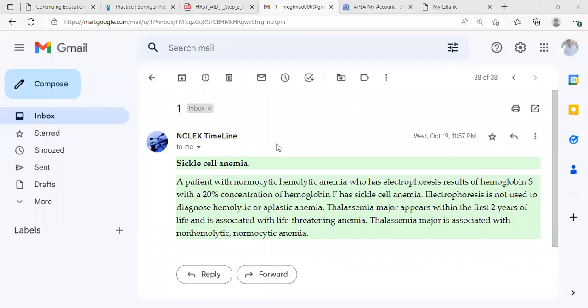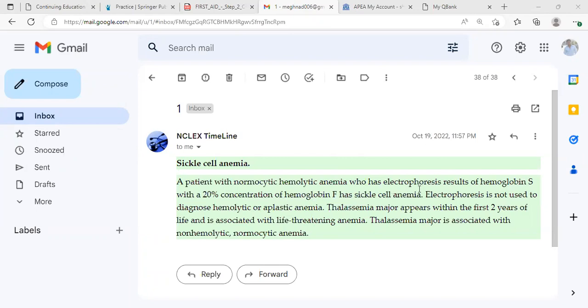So here we are going to learn some information we need for the NCLEX board exam. The first topic is sickle cell anemia. A patient with normocytic hemolytic anemia, meaning the red blood cell size is normal, has anemia because of hemolysis, and has an electrophoresis result of hemoglobin A with a 20% concentration of hemoglobin F, indicating sickle cell anemia.